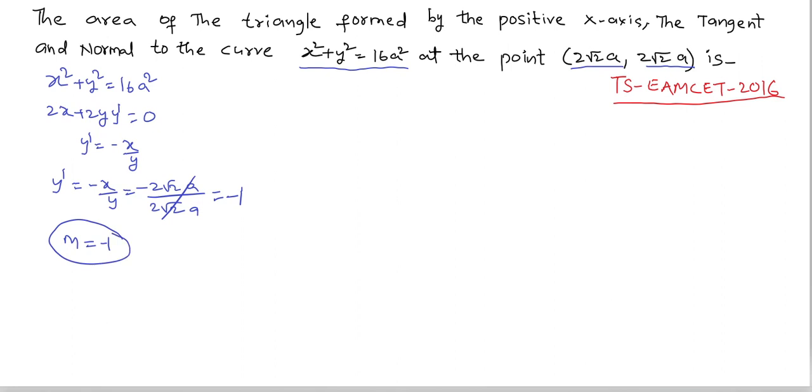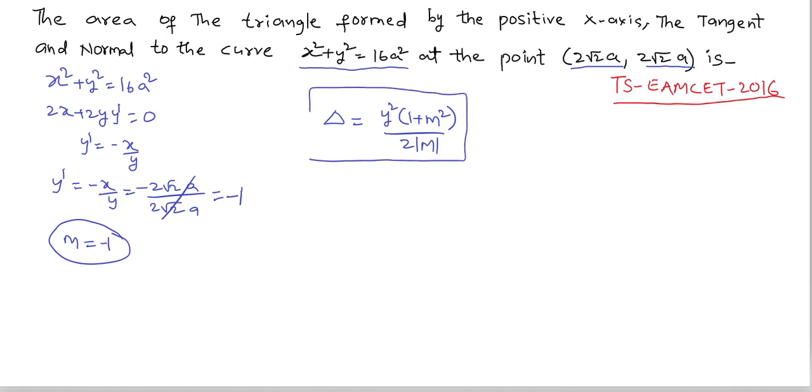So now we find the area of the triangle formed by the x-axis and the tangent and normal. This is a direct shortcut formula, that is Δ = y²(1 + m²)/(2|m|). This is the area of the triangle formed by the tangent and normal and the x-axis.